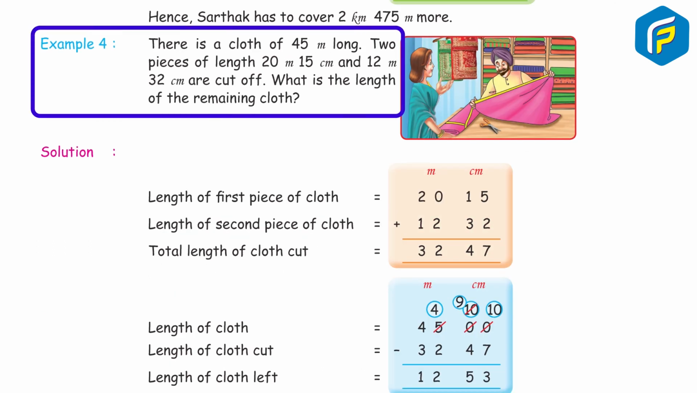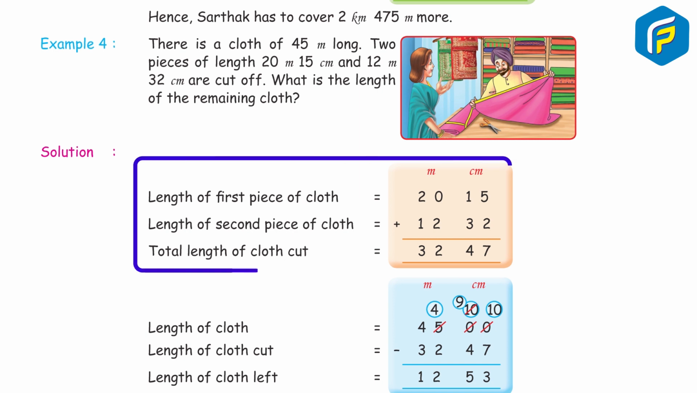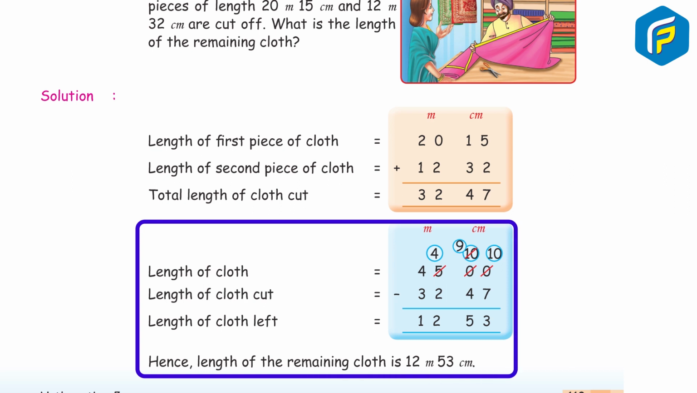Example 4. There is a cloth 45 m long. Two pieces of length 20 meter 15 centimeter and 12 meter 32 centimeter are cut off. What is the length of the remaining cloth? Solution: length of first piece of cloth 20 meter 15 centimeter, length of second piece of cloth 12 meter 32 centimeter, total length of cloth cut 32 meter 47 centimeter, length of cloth 45 meter 00 centimeter, length of cloth cut 32 meter 47 centimeter, length of cloth left 12 meter 53 centimeter. Hence, length of the remaining cloth is 12 meter 53 centimeter.